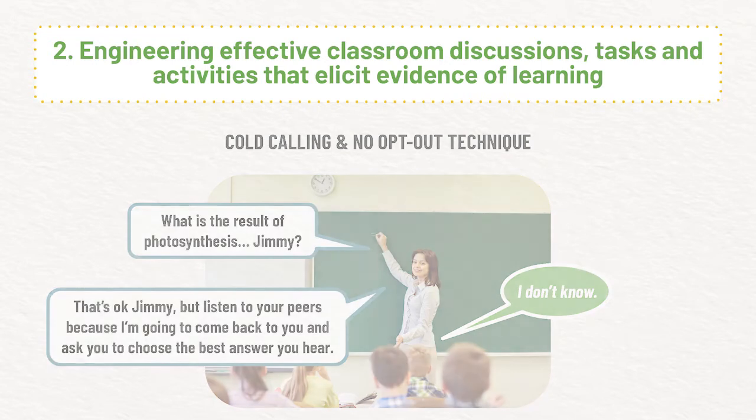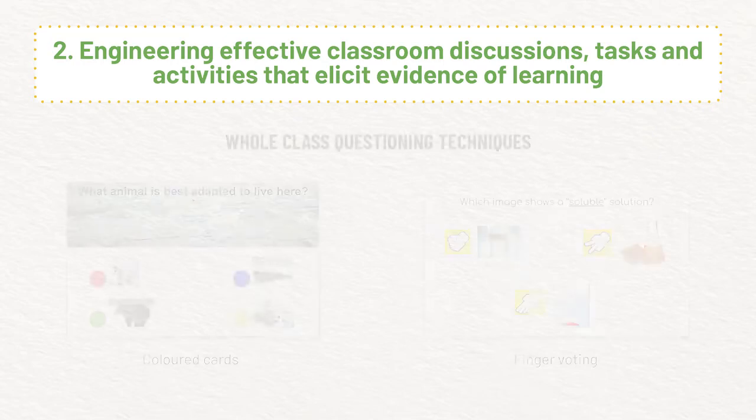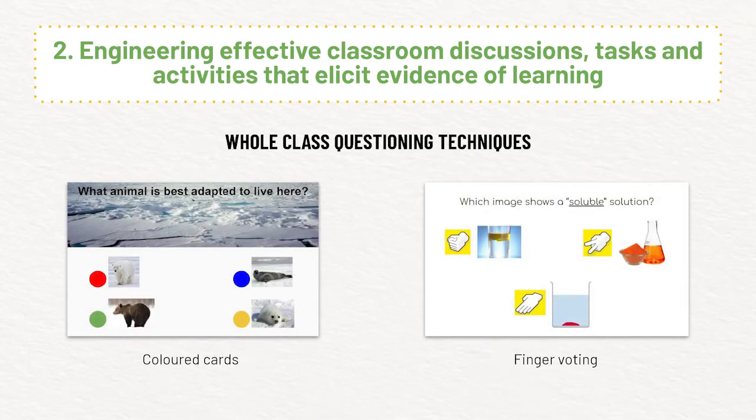If the student genuinely does not know the answer, they can listen to their peers and then summarize the answer later. Another good strategy is to increase the number of students participating in the class. Good whole class questioning techniques include voting with colored cards or with fingers. From colored construction paper, you can cut out rectangles that are credit card sized, and then students can use those to vote for their favorite answer.